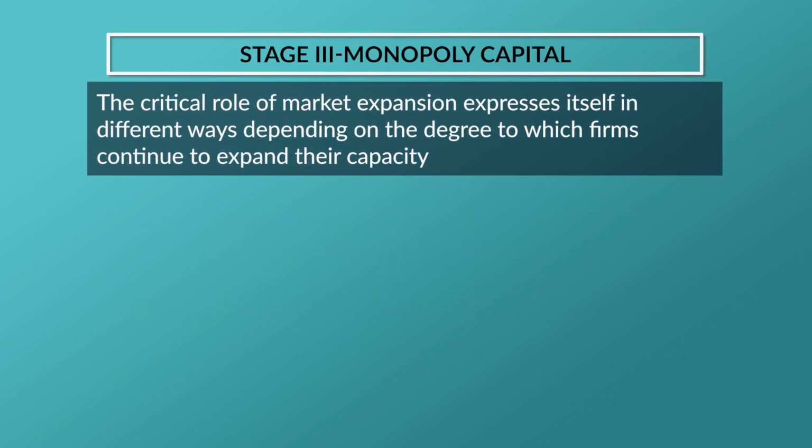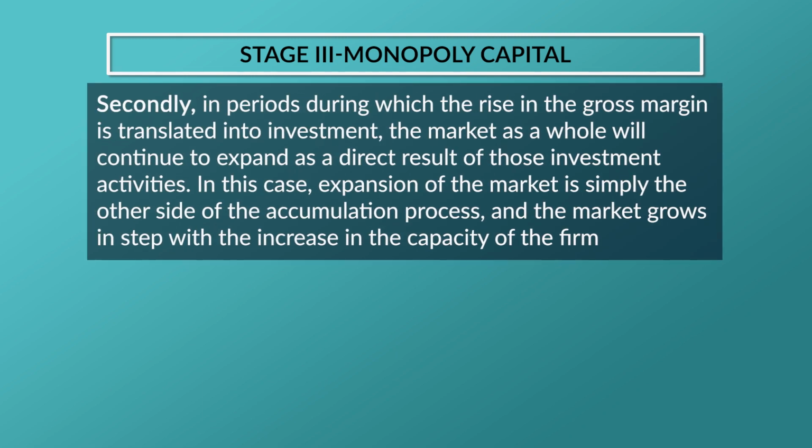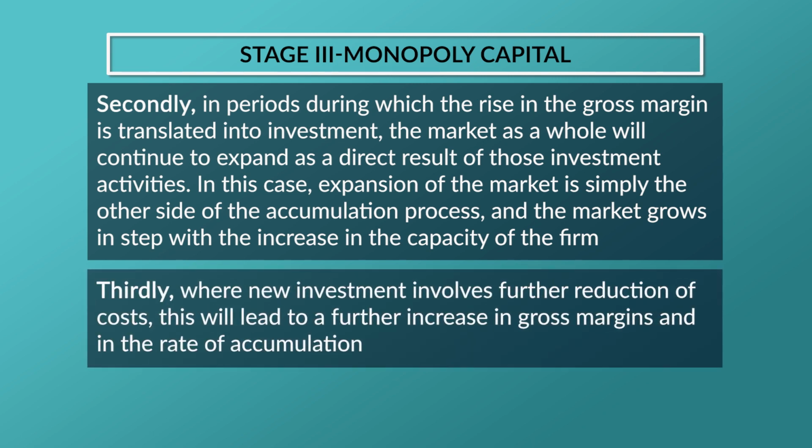The critical role of market expansion expresses itself in different ways depending on the degree to which firms continue to expand their capacity. Number one, there can be a tendency for accelerated growth due to a rise in the gross margins. Number two, in periods during which the rise in the gross margin is translated into investment, the market as a whole will continue to expand as a direct result of those investment activities. In this case, expansion of the market is simply the other side of the accumulation process, which we witnessed in the first stage, and the market grows in step with the increase in the capacity of the firm. Number three, when new investment involves further reduction of cost, this will lead to a further increase in gross margin and in the rate of accumulation.